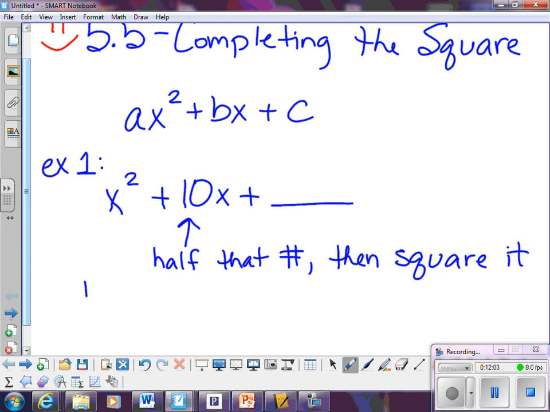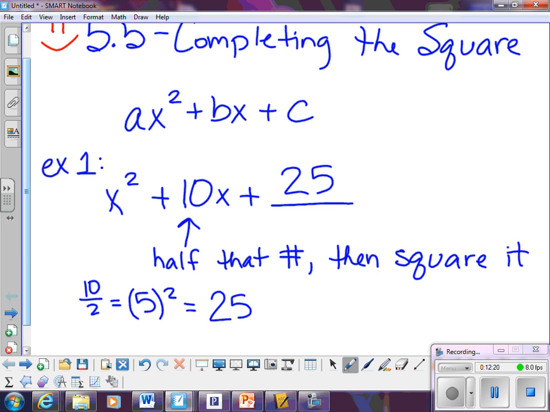Okay, so half of 10 is 5. So now what am I going to do with that? I'm going to square it. So 5 squared is 25. So that's what you put right here.